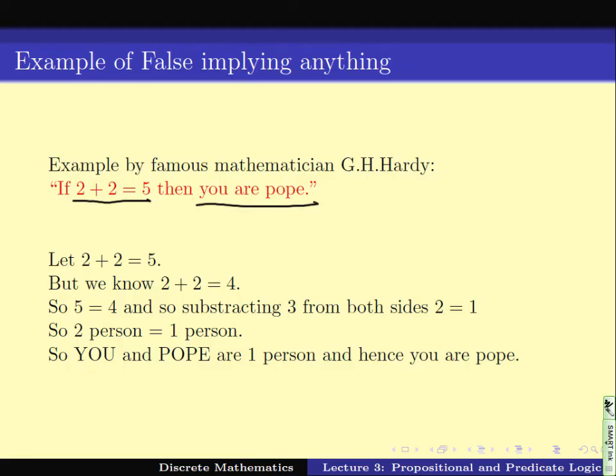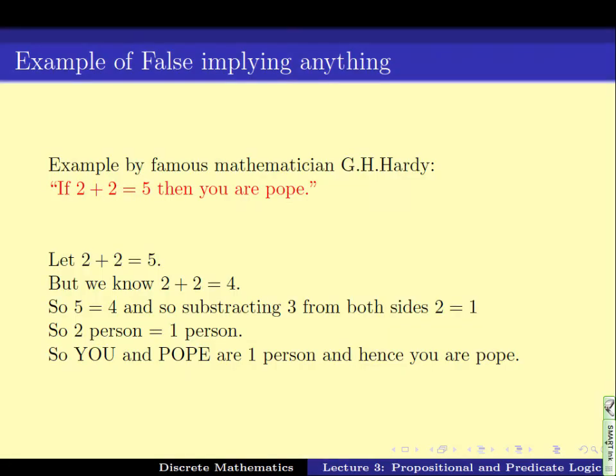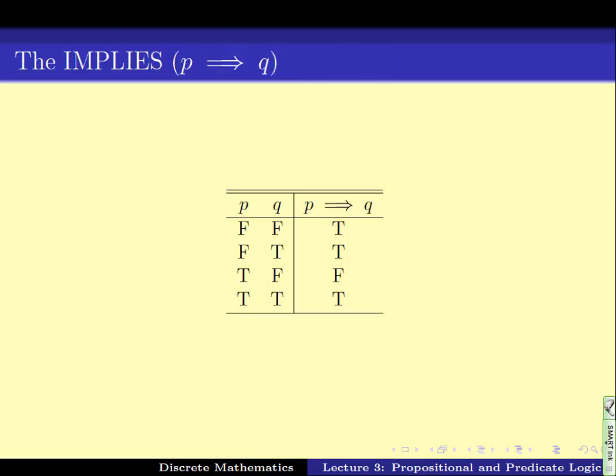So in other words, for the case of implies, it is accepted that a false statement implies any statement. Thus, the truth table of the implies function has false implies false is true, false implies true is true, true implies false is false, and true implies true is true.